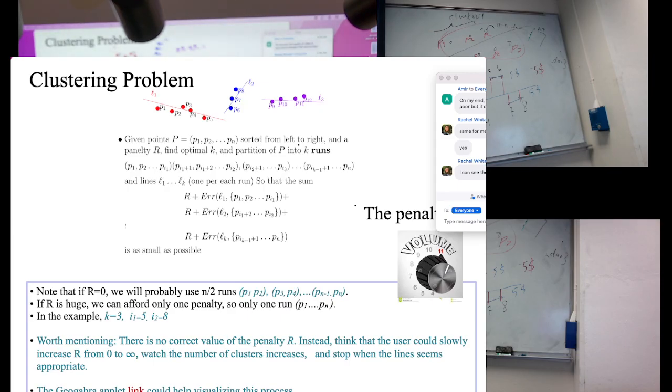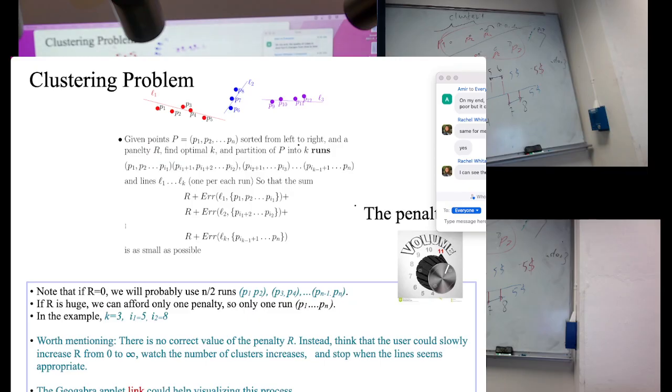So, input to the problem. The input is all the points and some penalty that the user decides about. What is R? $5 per cluster. What I want to find is K, the number of clusters, and mostly what I want to find is a partition of the points into clusters.